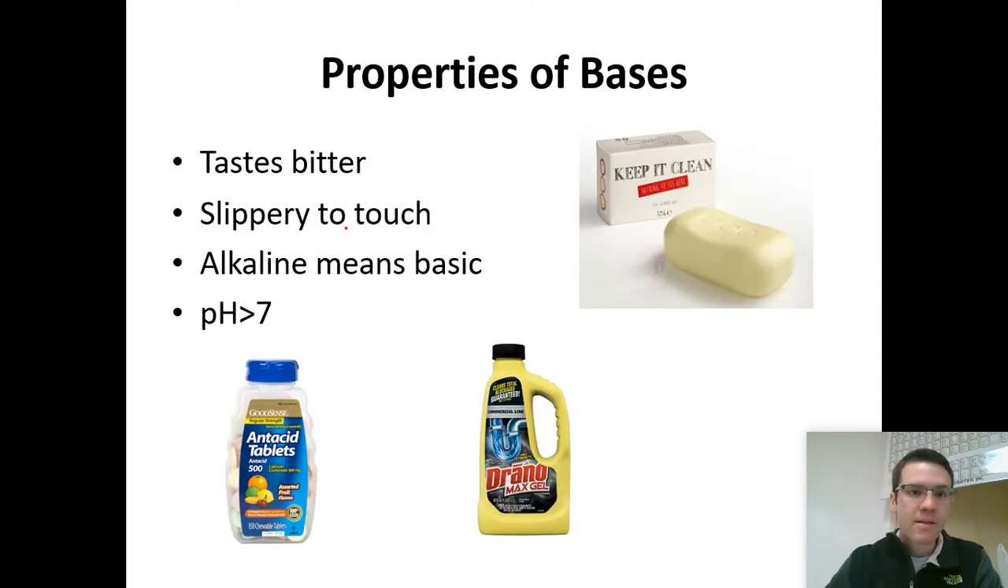Bases, properties of bases, they taste bitter. If you ever had to lick a bar of soap because you said something wrong growing up, maybe that was a couple generations ago now, but you would taste that bitter taste. Soaps are bases. They're slippery to the touch. If you get soap on your fingers and you run your fingers back and forth, you can feel it slippery. And acid doesn't have that property. Another term for base is alkaline. If you see this term, it just means basic as well. And bases have a pH greater than 7. Antacid tablets that you chew up, or Drano, you might have that in your house.